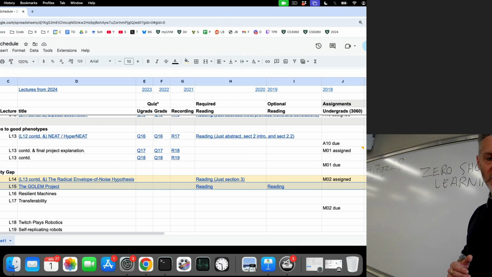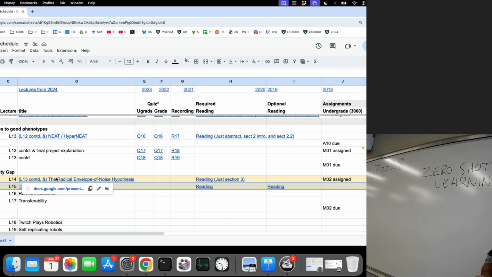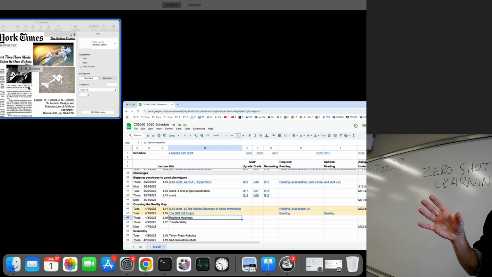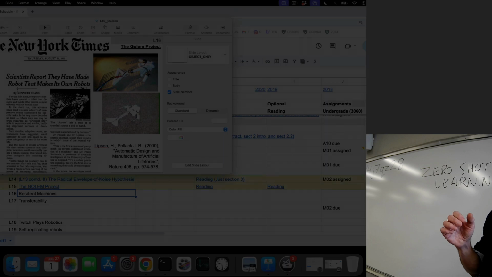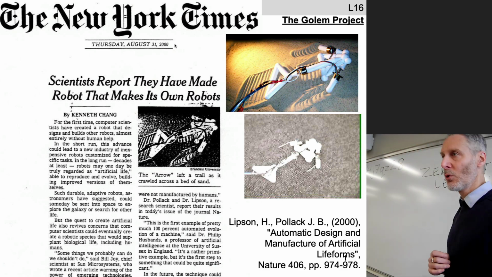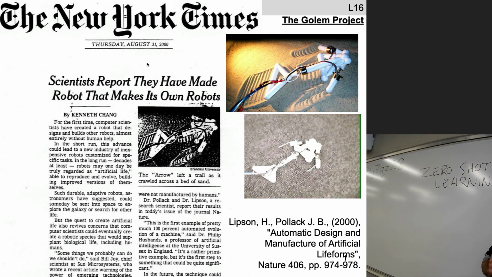to the Golem project, lecture 15 here, which was published 3 years after the radical envelope of noise hypothesis. The Golem project was published in 2000, right when physics engines were coming out, and ended up on the front page of the New York Times. The New York Times reporter breathlessly reported on this robotics experiment that there was now a robot that was making its own robots. Seems odd.